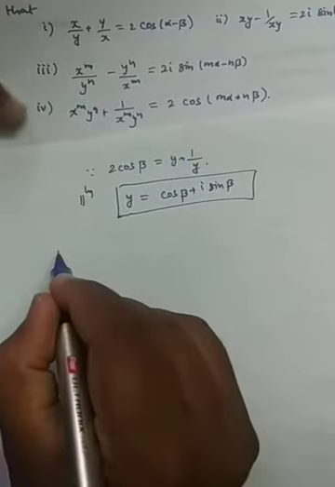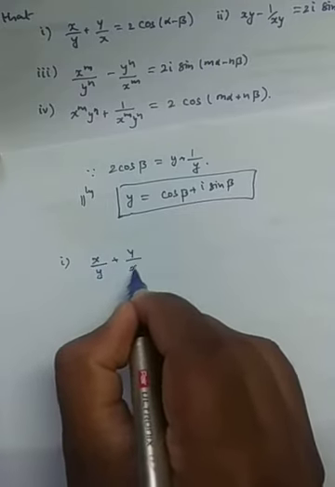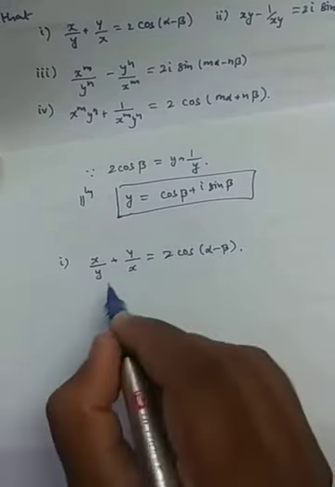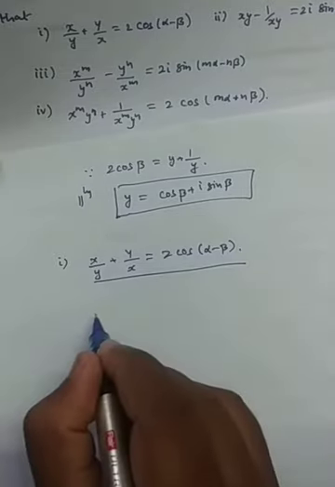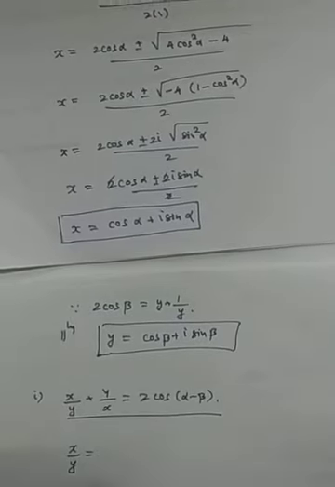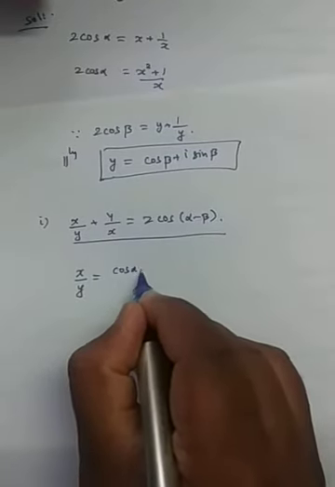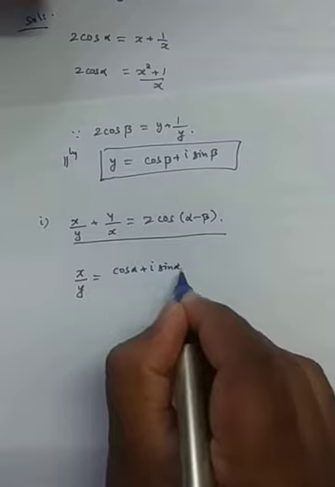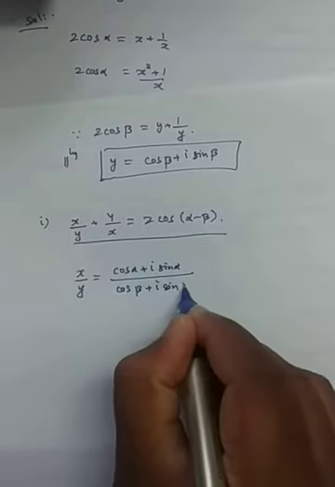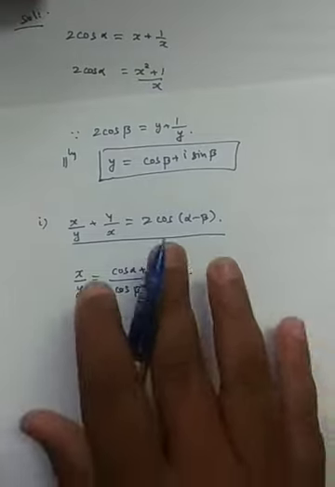Now come to the first question. What we need to prove is x by y plus y by x equals 2 cos(alpha minus beta). So first I will do x by y. You know the x value, cos alpha plus i sin alpha. So here will come cos alpha plus i sin alpha divided by the y value, cos beta plus i sin beta. So this is the x by y value. Is it clear? Now here itself we can adjust.